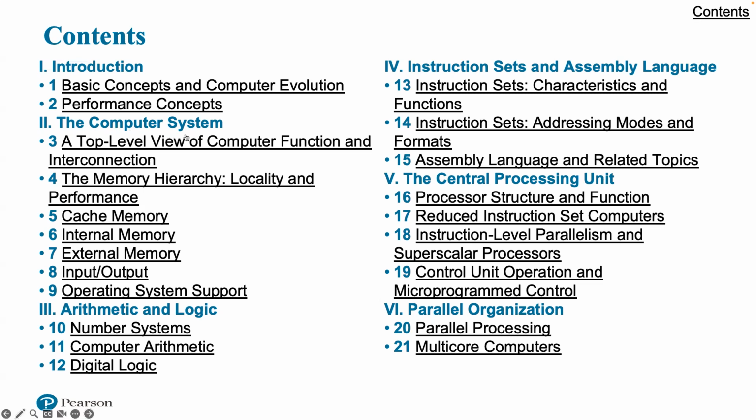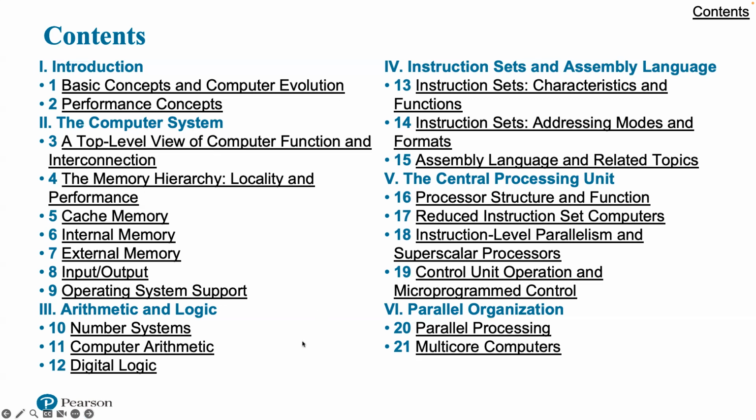Then we'll get into a top-level view of computer systems. We'll have a variety of chapters that will give you a lot of sense of how things work. We'll get into some of the memory, a top level of computer function and interconnectivity, input and output, and then thinking about the operating system. That would be the second major portion.